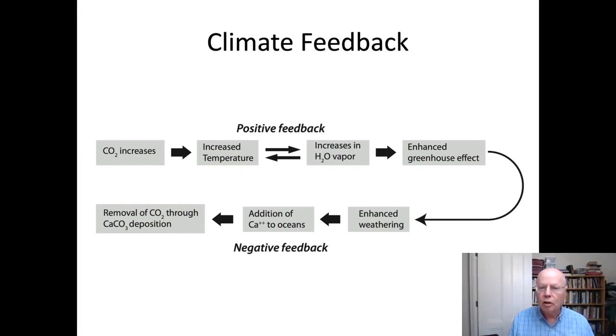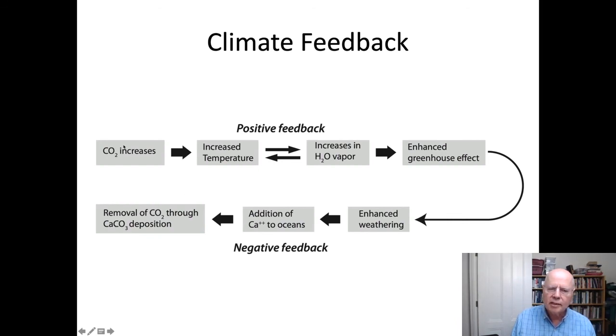The rain has more carbon dioxide in it, and that makes carbonic acid, which makes the rainwater weather more. And so all of these combined lead to enhanced weathering. This enhanced weathering breaks down the rocks and sends calcium ions into the ocean. The calcium ions in the ocean grab up a molecule of CO2 and deposit it as this rock, CaCO3.